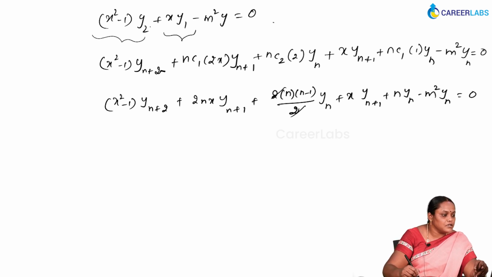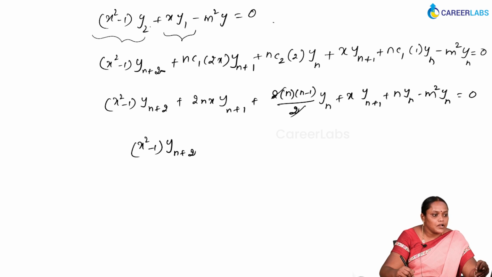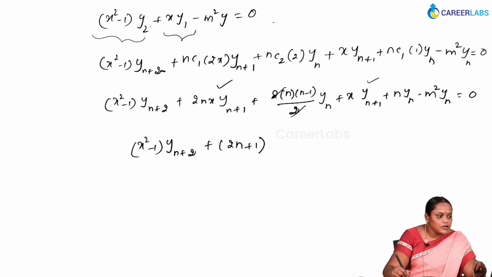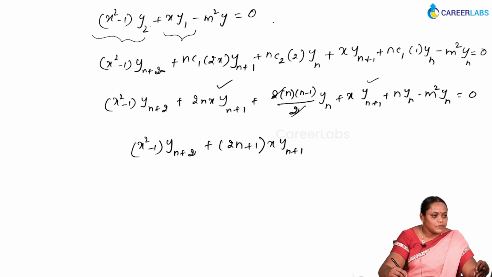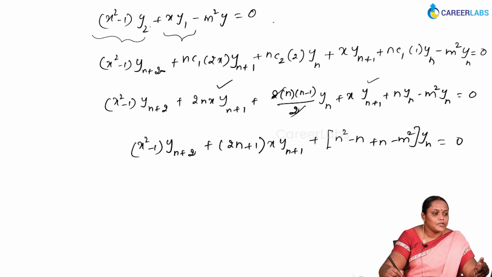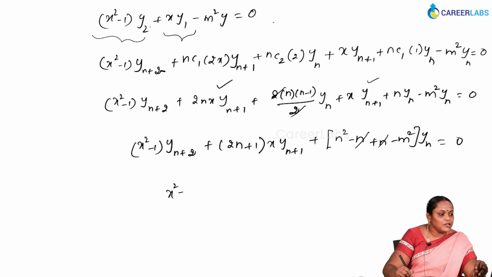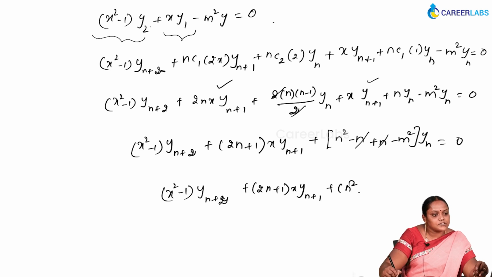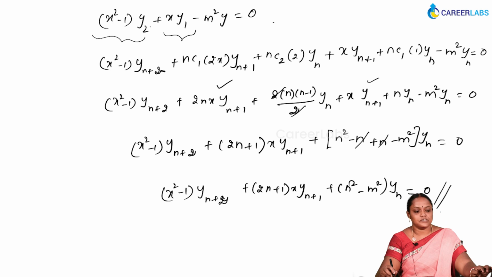Now let us try to collect the terms. The first term will be the same because there is only one yn plus 2 term. When you collect the yn plus 1 terms, this will give you 2n plus 1 into x yn plus 1. Then the remaining terms are all yn terms, so this will be plus n square minus n, then plus n minus m square into yn equivalent to 0. So this plus n and minus n will get cancelled, and the remaining will be x square minus 1 into yn plus 2, plus 2n plus 1 x into yn plus 1, plus n square minus m square into yn equivalent to 0. So this will be the required differential equation. Thank you. We will stop with this.